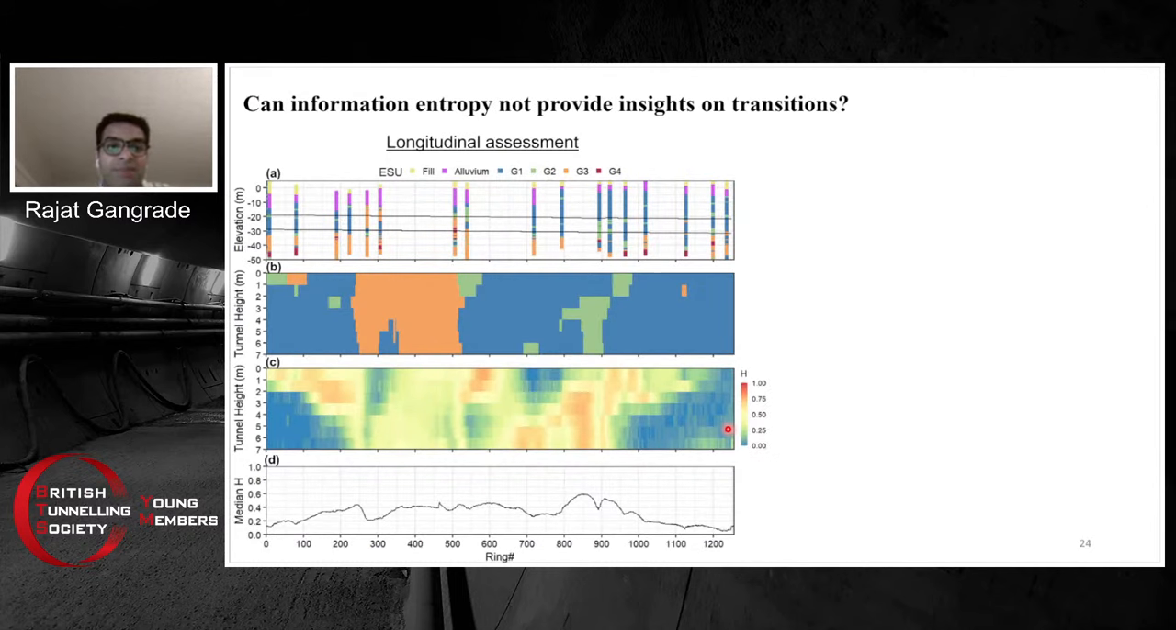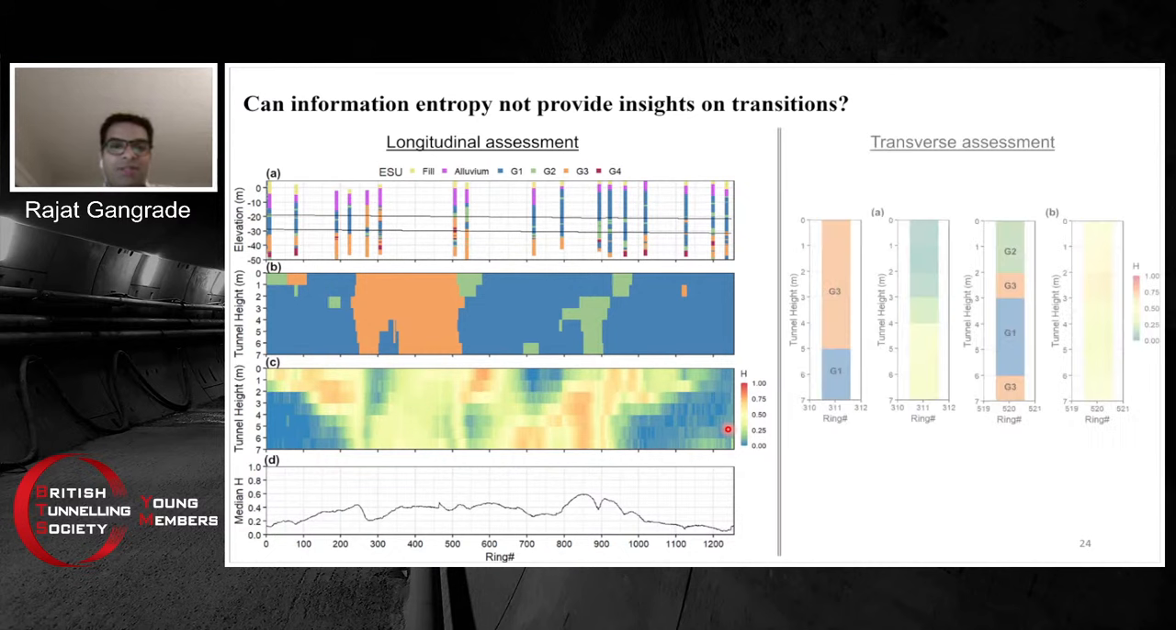Can information entropy not provide insights on transitions? It typically cannot, because you see there is a transition over here, but there is no high information entropy encountered. So simplistic tools such as just quantifying the uncertainty of the ground are not going to help you understand transitions. There needs to be more of a quantified assessment of the transitions.